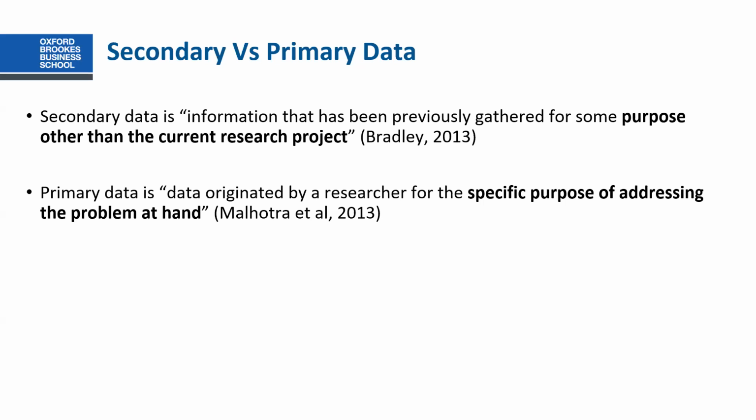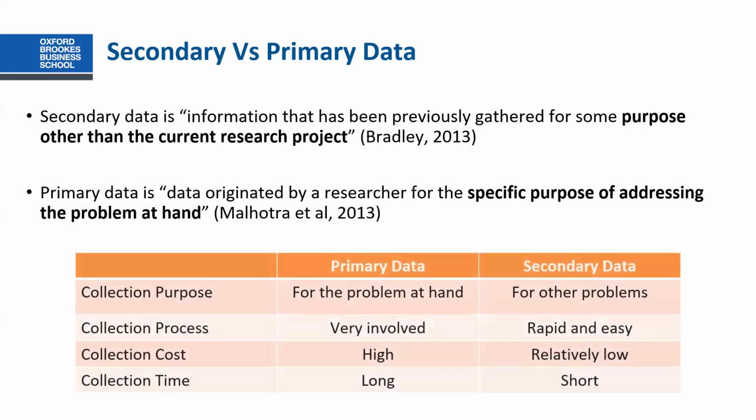So while the primary data is the data which originated by the researcher for the specific purpose of addressing the problem at hand, secondary data, those are the existing data which was collected by you as a researcher or at a time that you conduct your research, but they are also collected for the purposes of a prior study or for other problems rather than your original problems. So primary data, they are collected to answer your own or your original research question.